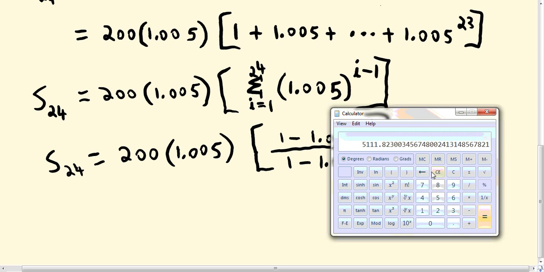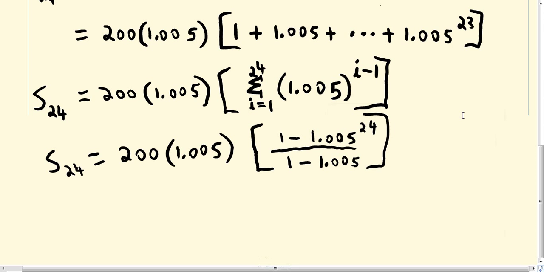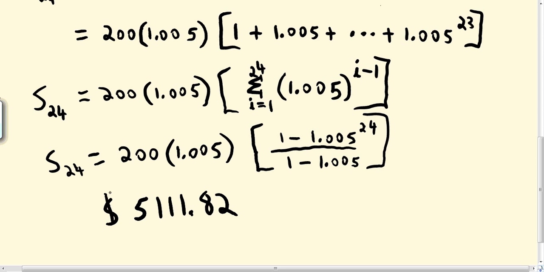So I get the 24th partial sum to be $5,111.82. So we find out that the balance is $5,111 and what did I say, 82 cents. So all those payments, all 24 of those payments amount to $5,111.82. That's the sum of all those payments that made up that annuity.